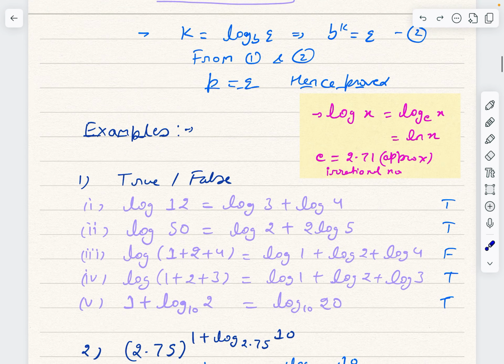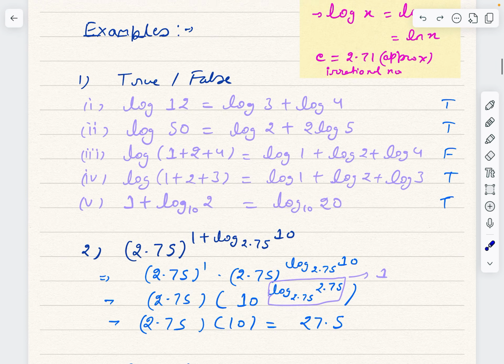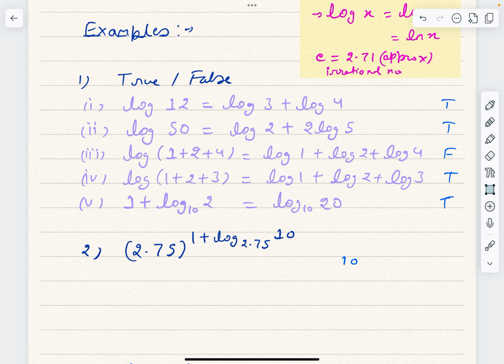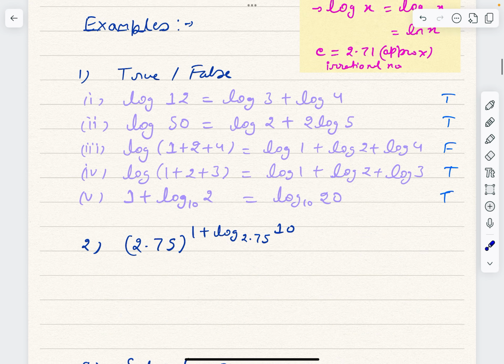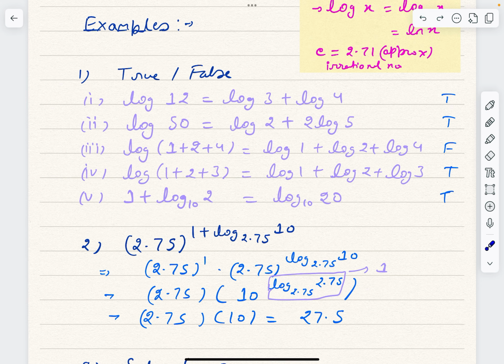Okay, first I'll discuss 4 or 5 questions here, and then you can try the practice problems. The second problem we have, even if you want to try, I'll give you some time. Second problem is 2.75 raised to power 1 plus log base 2.75 of 10. So we can give it a try, then we'll start discussion. Let us start now. The answer for this problem is 27.5.